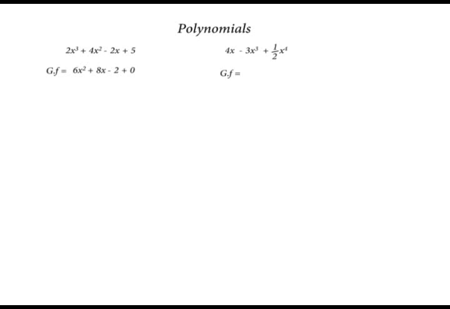4x minus 3x cubed plus a half x raised to power 4. Gradient function of 4x is 4, minus gradient function of 3x cubed is 9x squared, plus gradient function of a half x to power 4 is 2x cubed. Simple as that.